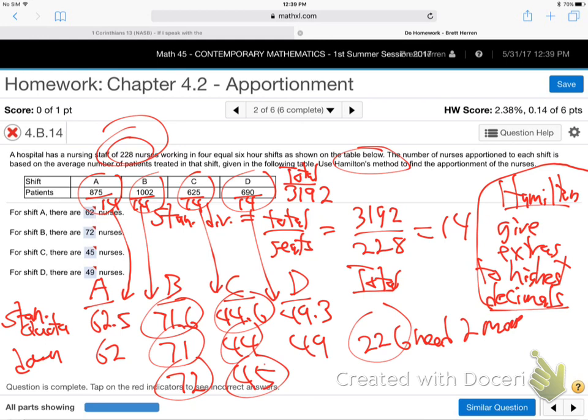Everybody good with that? So the 4 numbers: this will stay at 62, 70 goes up to 72, up to 45, and that stays at 49. That'll be 228 reps, and we're done. We gave 2 extras. And that's the answer: 62, 72, 45, 49. That's how we got it.